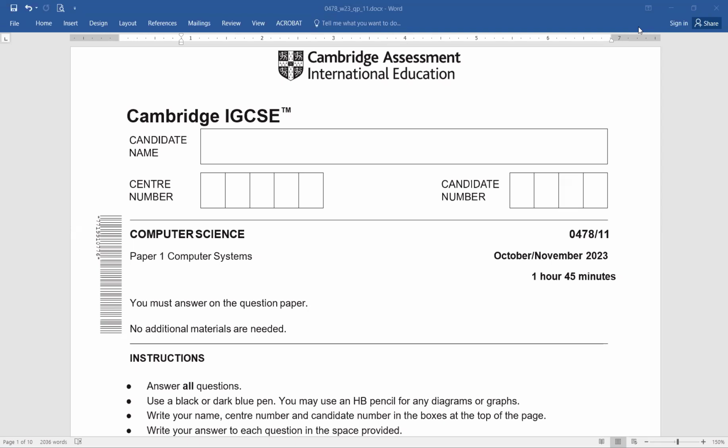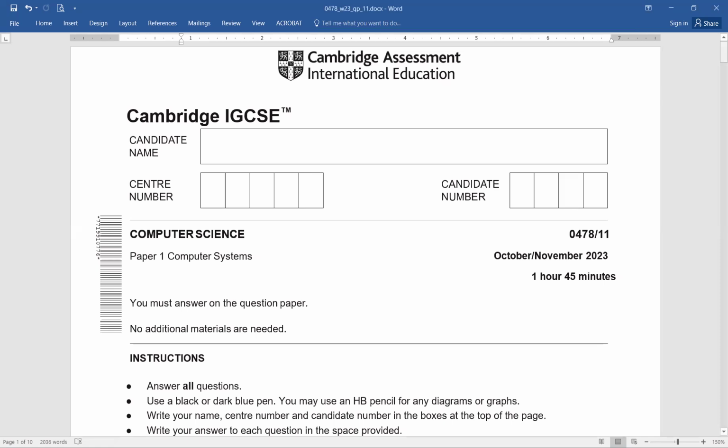Okay, today we are going to solve one more paper, that is Computer Science Paper 1, Computer Systems, 0478 Paper 11, October/November 2023. The duration of the paper is 1 hour 45 minutes. You have to answer on the question paper and no additional materials are needed.